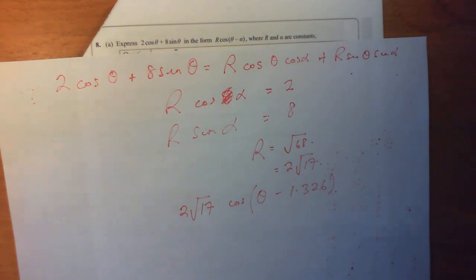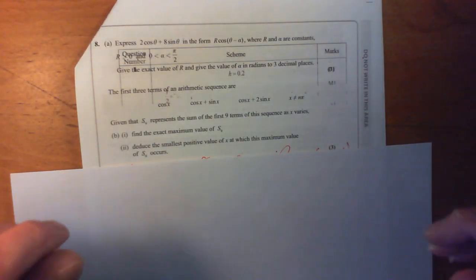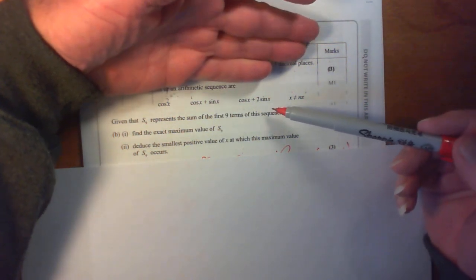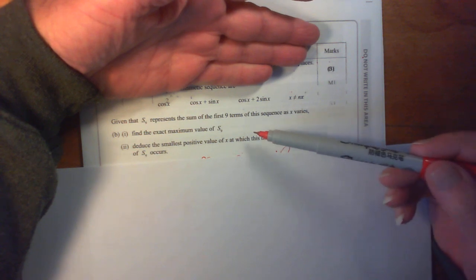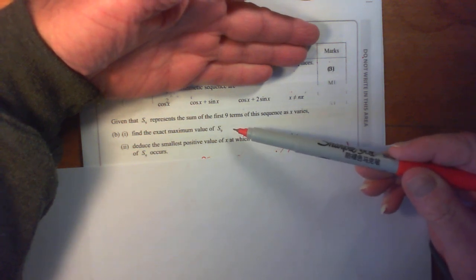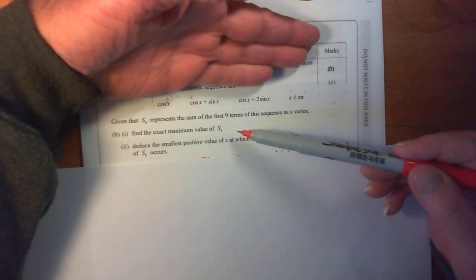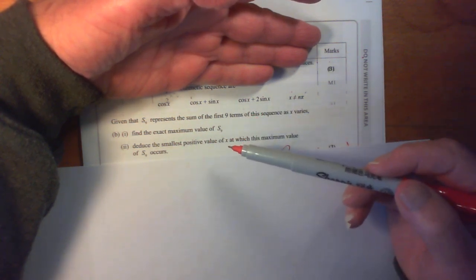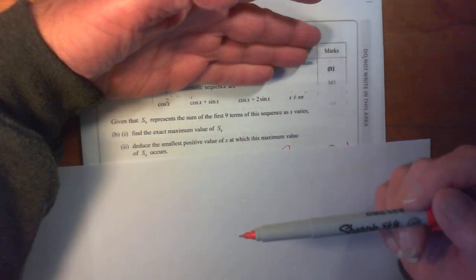Now, it then goes on to talk about, it gives me an arithmetic sequence like this, and then says find the exact value of S9, i.e. the sum of 9 terms, and deduce the smallest positive value of x at which this maximum value of S9 occurs. Now what the major feature is, is that people seem to be unable to make the connection between this part B and what we've done in part A.